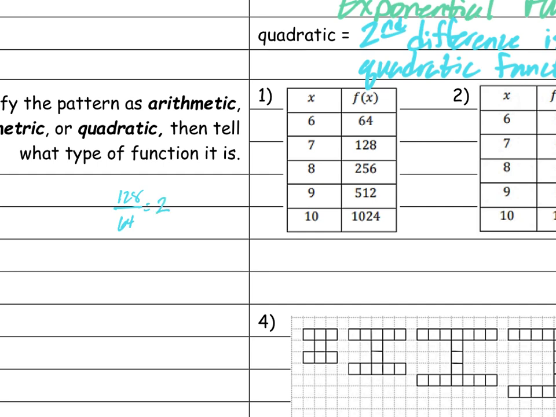It's 2. And then just to make sure it's the same, I'm going to take 256 and divide it by 128. I just take this number and divide it by that number, and this number and divide it by that number, and so on. Does that make sense? So what's 256 divided by 128? 2. Oh, look, it's the same thing. That means to get to here, I'm multiplying by 2.